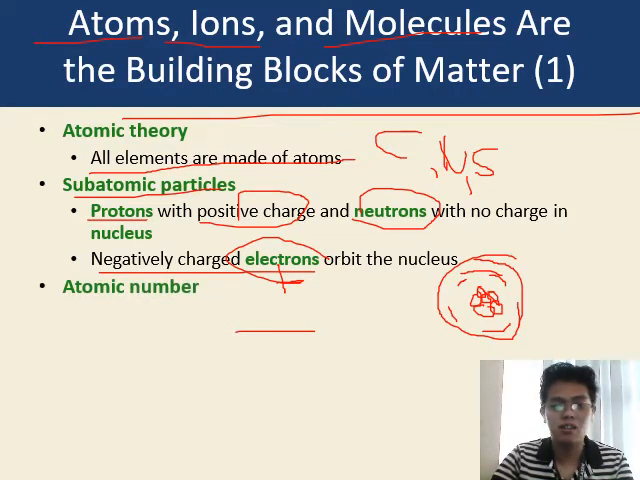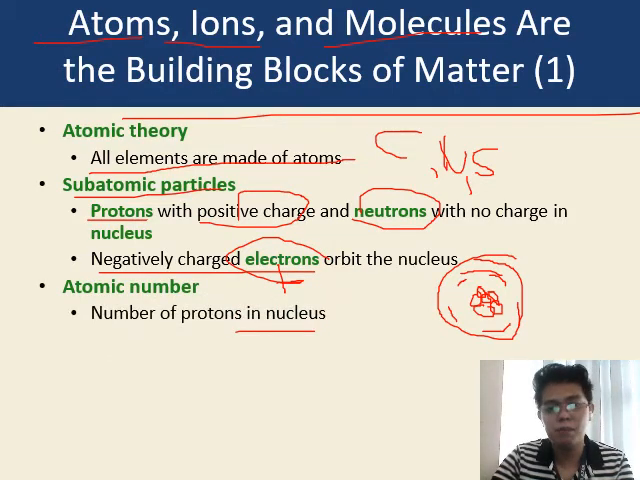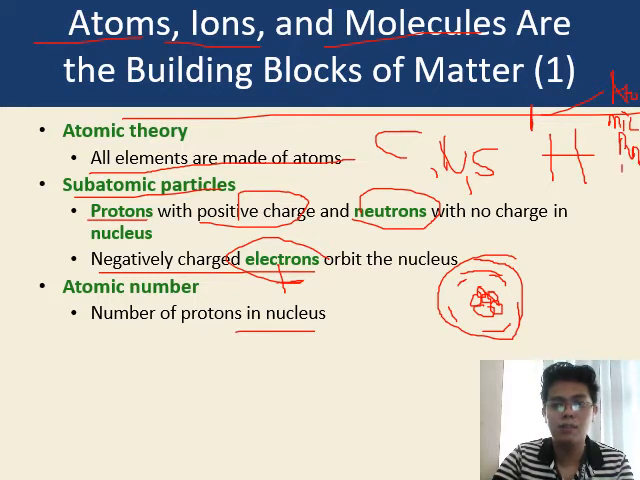So an atomic number is the number of protons in the nucleus. If you look at the table of elements, for example hydrogen, its atomic number is 1. So this is the atomic number. The atomic number indicates the number of protons found here in the nucleus. So in hydrogen, only one proton is found in its nucleus.